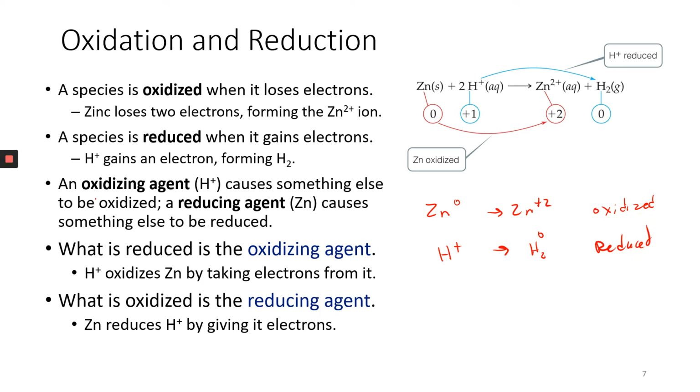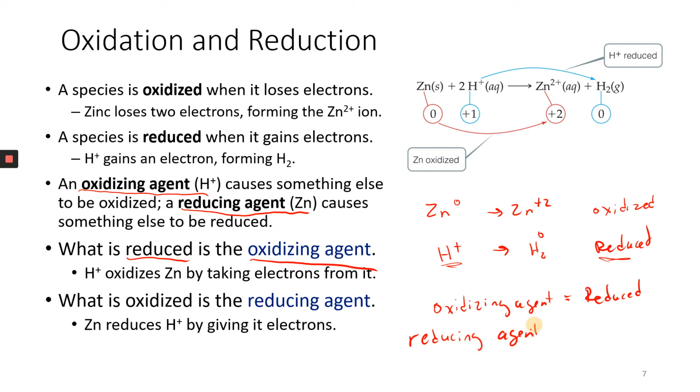Then there's something called oxidizing agents and reducing agents. So notice, in this case, hydrogen is your oxidizing agent. And what did hydrogen do? It reduced. So your oxidizing agent is the element that reduced. So right here, what is reduced is the oxidizing agent. And then your reducing agent is the substance that oxidized.